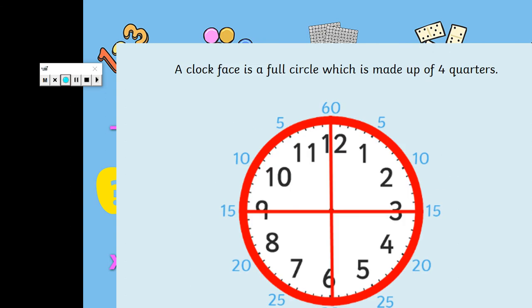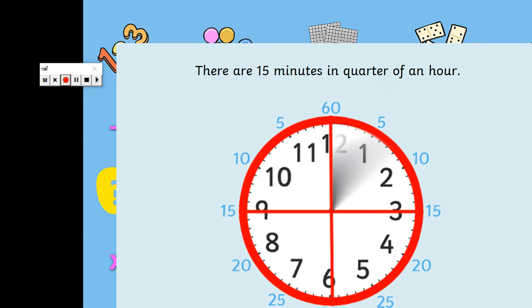Well done. So a clock face is a full circle, and when we split it, when we use our fractions, it's made up of 4 quarters. So we've got 1 quarter, 2 quarters, 3 quarters, and 4 quarters. And each section here, I'm just going to change my pen colour so it's a bit easier. This section here is in fact 1 quarter. And when the minute hand moves along to here, it's 15 minutes. So every quarter is another 15 minutes, just like that. Okay, there are 15 minutes in a quarter of an hour.